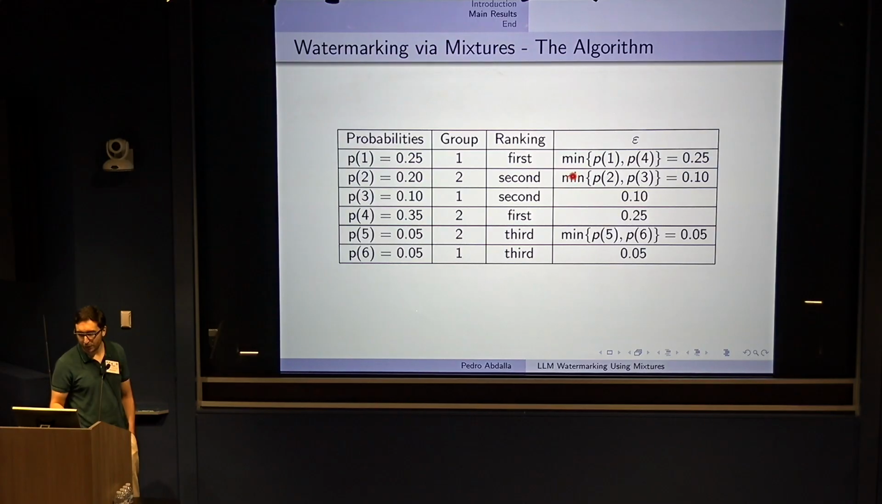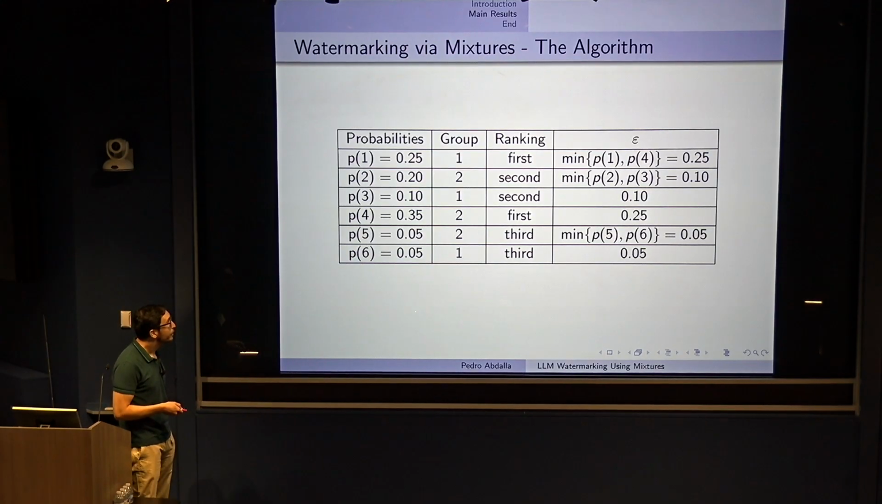We go to the second row. We take the minimum of P2, and P2 has rank second. The third token also has rank second. So we take the minimum between P2 and P3. That's 0.10. And we continue like this. We don't need to compute the third row because we already used P3. Fourth row already appeared, comparing P1 and P4. And P5, P6, they are equal. Okay? So we keep these as our epsilon perturbation.